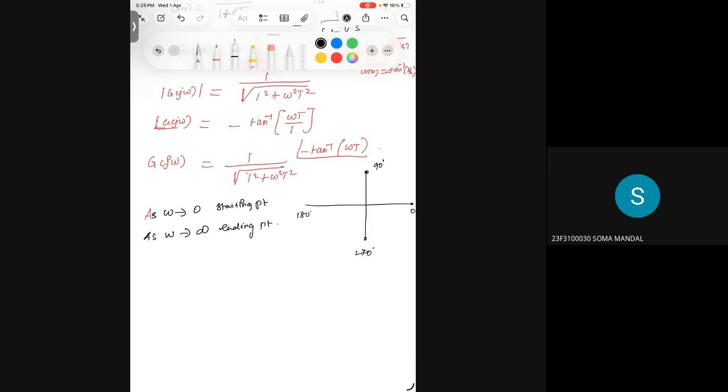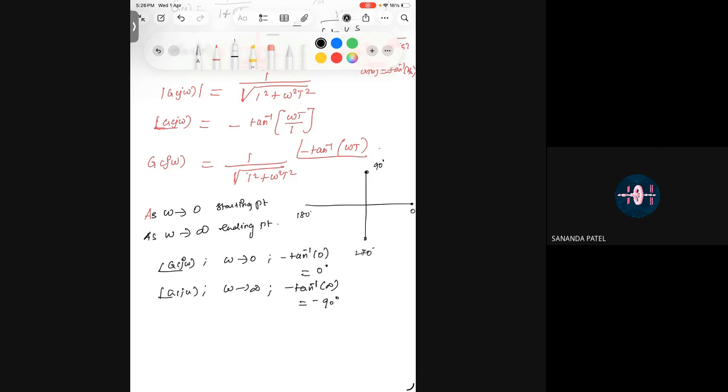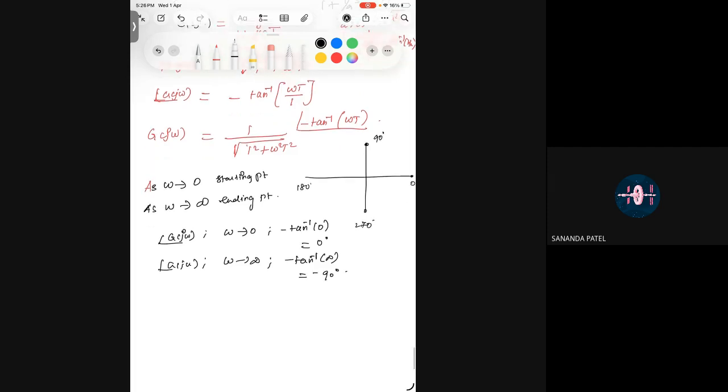So from here, if you take my G of j omega as omega tends to 0, how will the angle be? Minus tan inverse of 0. What is tan inverse of 0? 0 degree. Fine. The angle at which omega tends to infinity is minus tan inverse of infinity. You can use a calculator also. It will be minus 90. Tan inverse of infinity is 90, as it is minus tan inverse of infinity, it's minus 90.